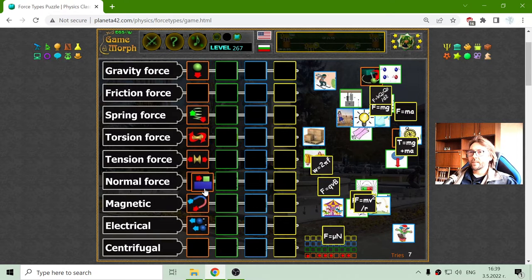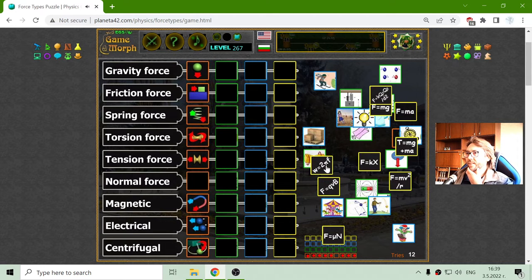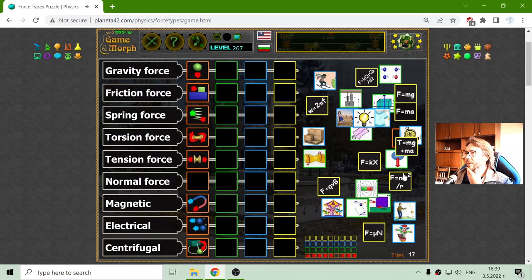There is another red. This is the normal force. Friction. This one should be centrifugal. And I'm looking for another red square. Where is it? There it is. This is the normal force. When the object is not moving, it is affected by normal force. This is like I know it.